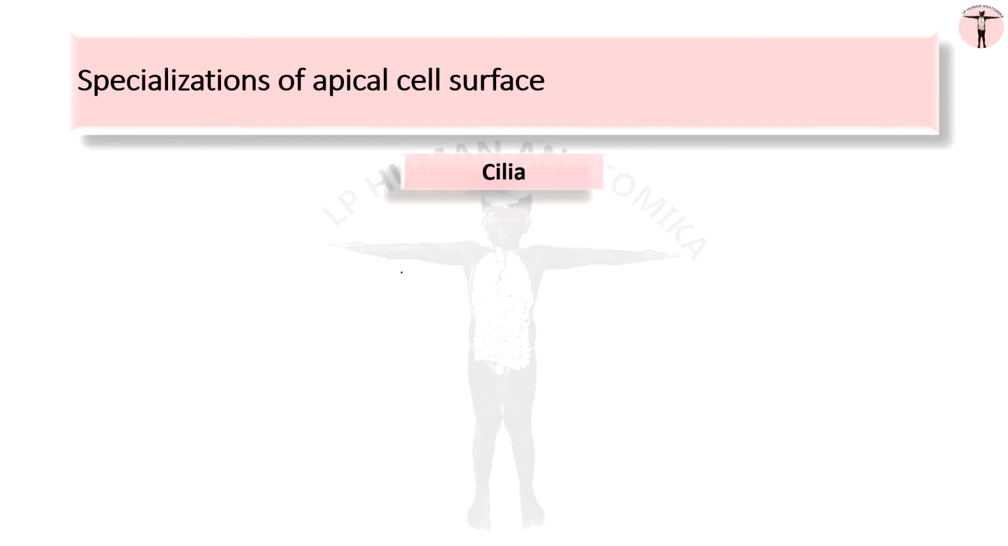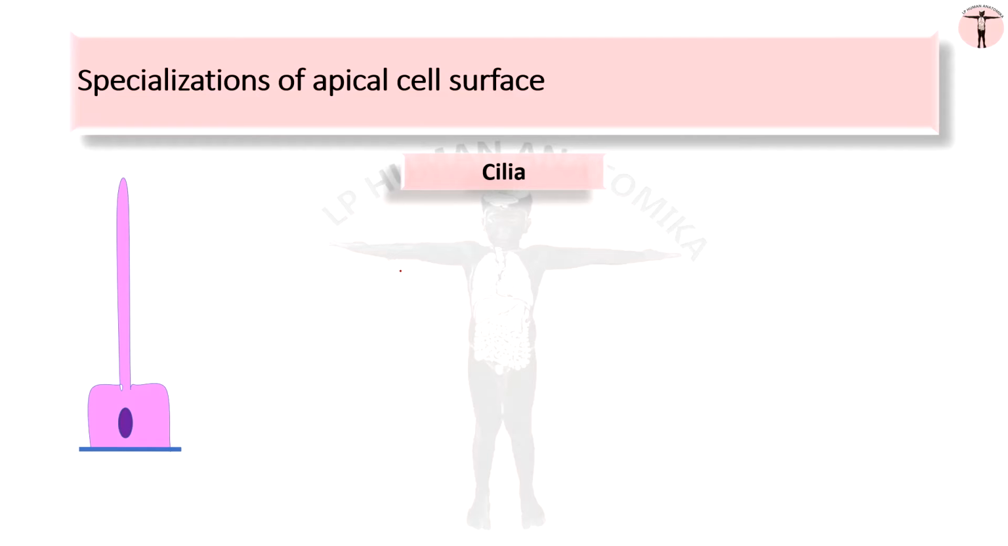So many epithelial cells show projections from the cell surface. The various types of projections are cilia, microvilli and stereocilia. These are surface modifications of epithelial cells. They help in increasing surface area for absorption, in movement of structures, and in keeping adjacent cells intact.